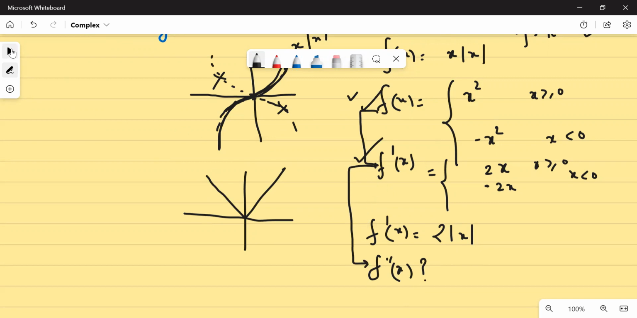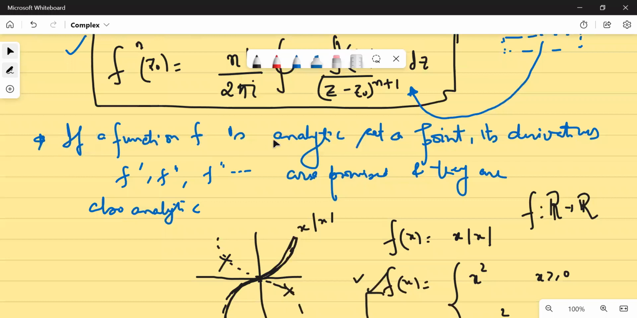But in complex analysis, you have this freedom. If you are saying my function is analytic, all the higher order derivatives are promised or guaranteed. And in fact, you'll find that all these are analytic as well. Are you getting my point? Yes sir. This is an important theorem in complex analysis.